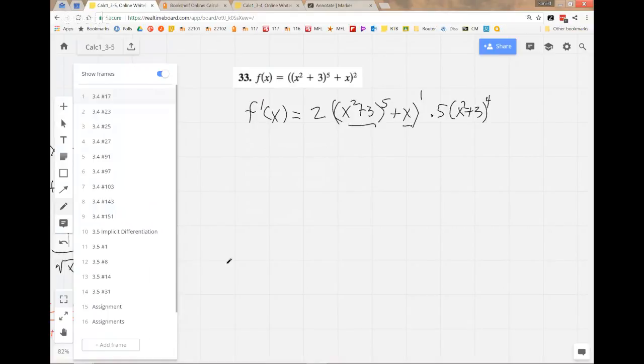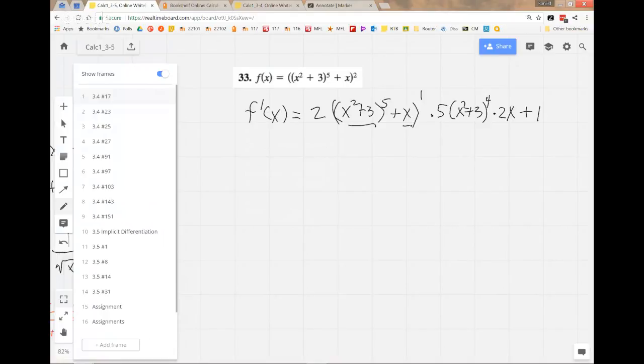Is that derivative done? No, we still have an inner function times 2x. And then plus the derivative of x. So that's pretty much the derivative of that thing.